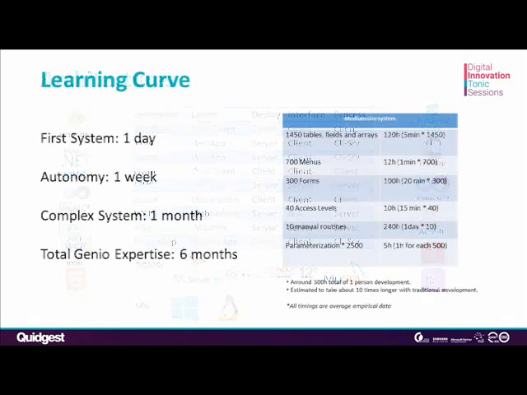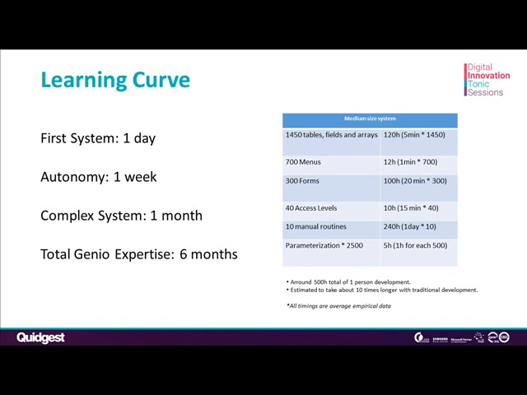Genio has a learning curve. It's a bit sinister, like we said today. And you can see it here clearly, because the first system you can do in a day with someone teaching you how to do it. But to achieve full autonomy, it takes 1 week. That's that week that was so scary. At the end of that week, well, you know how to work on your own. You can do the system on your own.